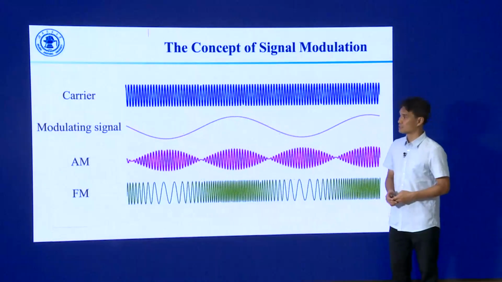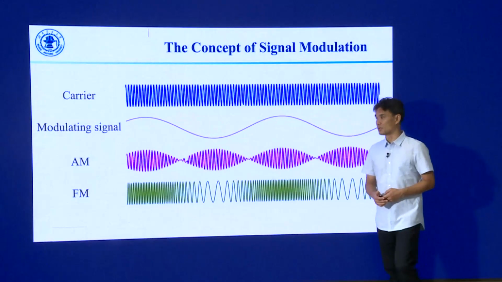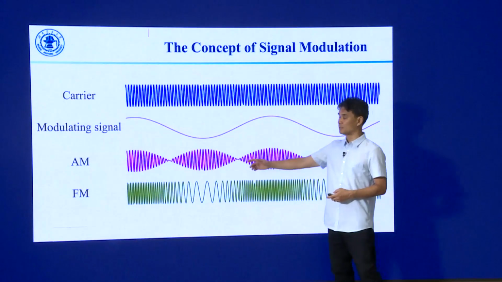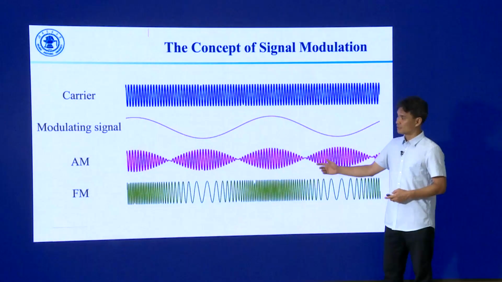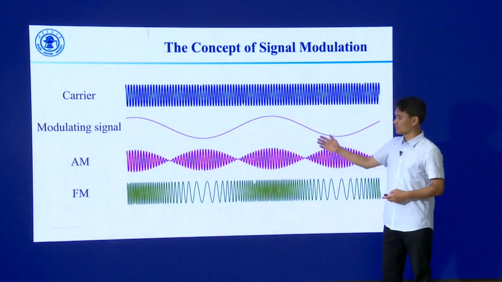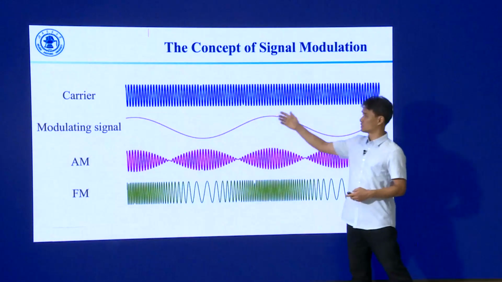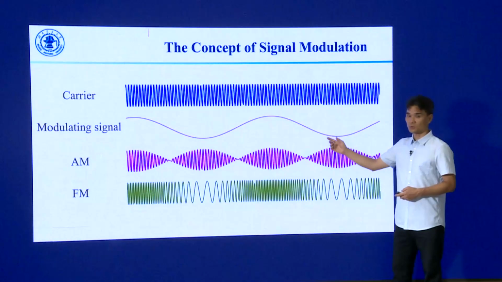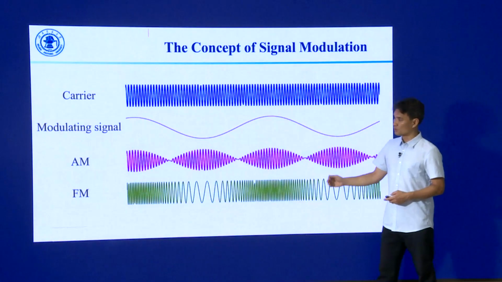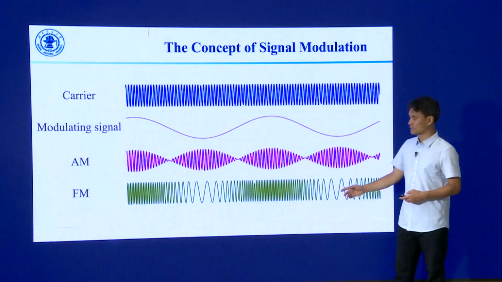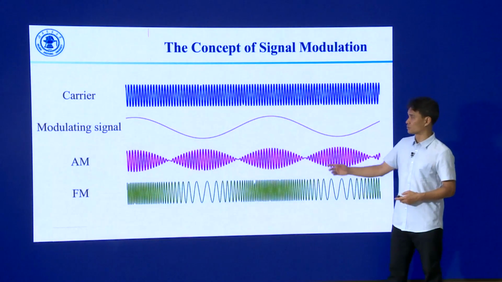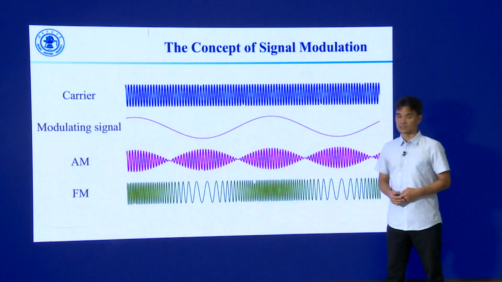The next is an animation to help us compare AM and FM. So in AM, the amplitude of the modulated signal is changed according to the modulating signal, while in FM, the modulated signal's frequency is changed according to the modulating signal.